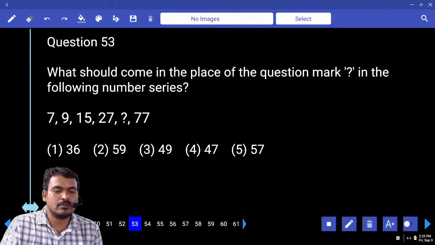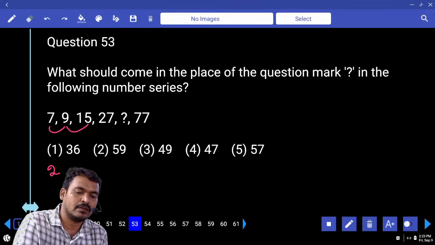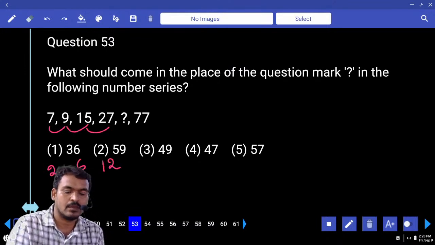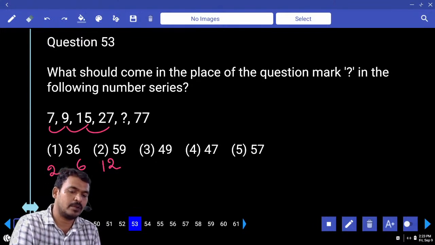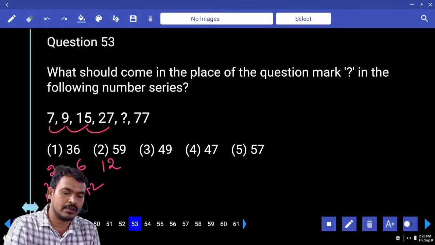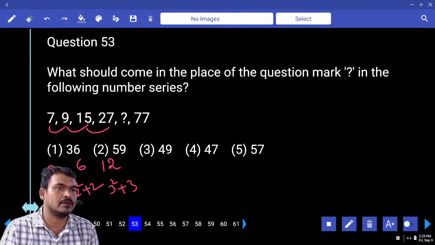7, 9, 15, 27. What is the 7 and 9 difference? 2. 9 and 15, 6. 15 and 27, 12, or not? Okay. 2 means it is 1 square plus 1, or not? Or no? The 6 means 2 square plus 2, or not? 12 means 3 square plus 3, or not? 3 square 9 plus 3 means 12.